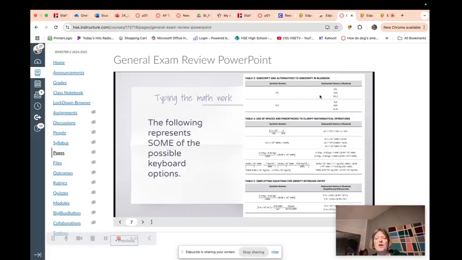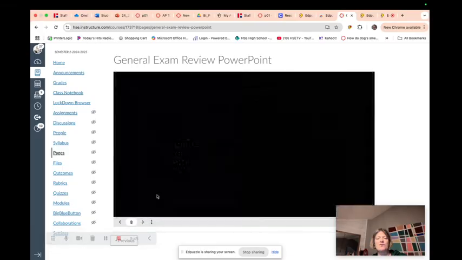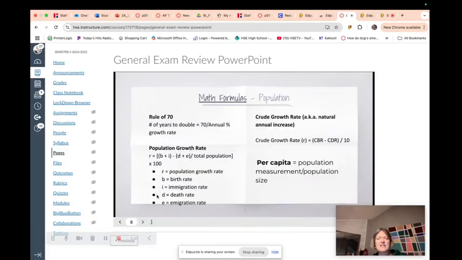I do want you, though, to zoom in on these PowerPoint slides and actually take a look at these slides. So slides 6 and 7 for sure. All right, some other math formulas that you need to know just to kind of remind you about all of this. So the first is the rule of 70.